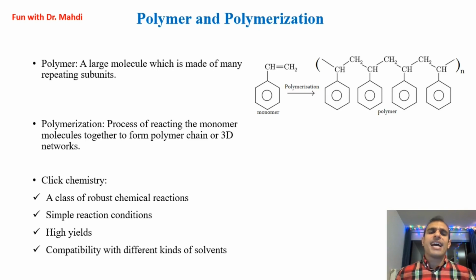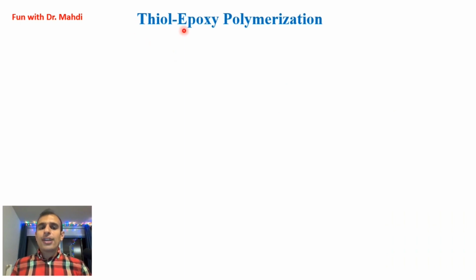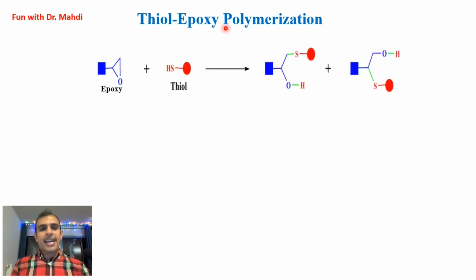In this video, we have investigated some types of click reaction for doing polymerization. The first one is the thiol-epoxy click reaction. We would like to use the thiol-epoxy click reaction for polymerization. It's a reaction between epoxy and thiol. We also call it ring opening because after the reaction, we don't have a ring anymore.